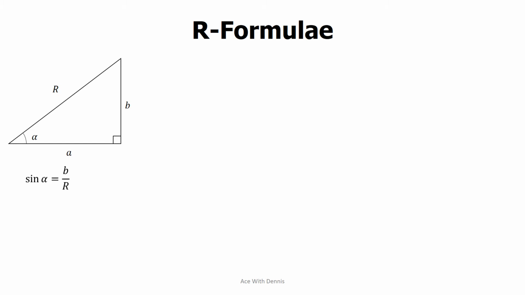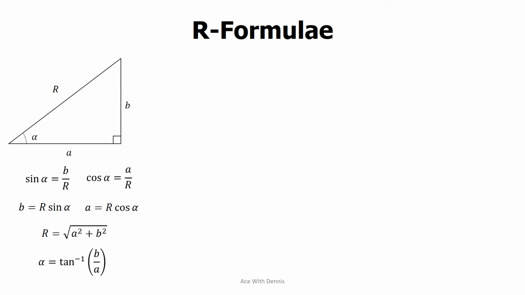Now we know that sine alpha is B over R, so B will be equal to R sine alpha. Cosine alpha will be equal to A over R, so A will be equal to R cosine alpha. And R is equal to square root of A squared plus B squared, based on Pythagoras theorem. And then alpha will be inverse of tangent B over A.